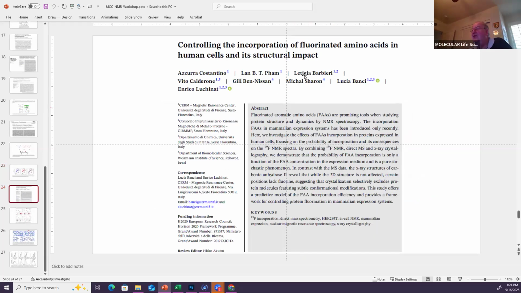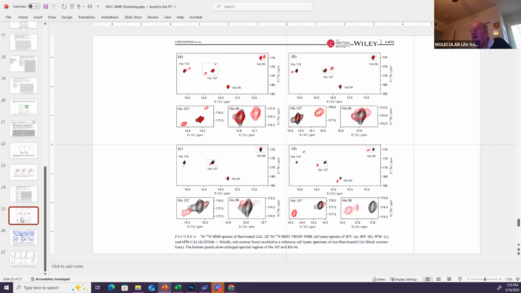And then this paper talks about, again, I tried to pick two or three papers about incorporating fluorinated amino acids, because that's something that people might find a nice part. If they've got fluorine capability, being able to put a fluorine in a specific position in a protein is really cool. And this again just shows some of the spectra you can get from these sorts of experiments.